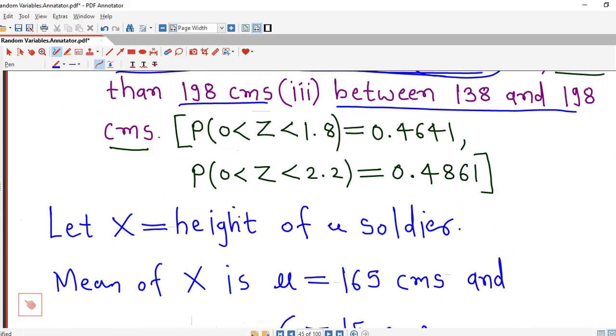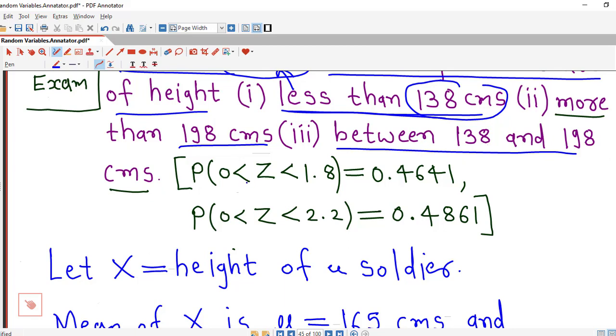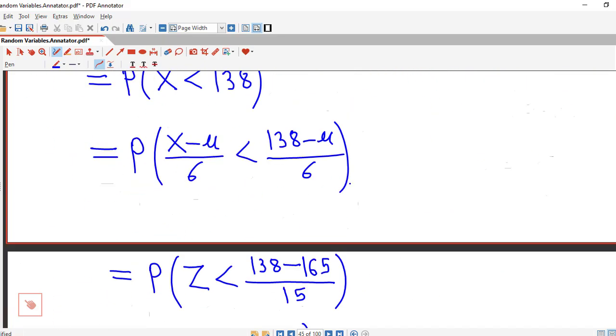Now they have given probabilities of the standard normal random variable lying between 0 and 1.8 and 0 and 2.2. It is given that the probability that Z lies between 0 and 1.8 is 0.4641. So these two table values are given. So first we use this table value for the first part. Probability that Z lies between 0 and 1.8 is 0.4641.